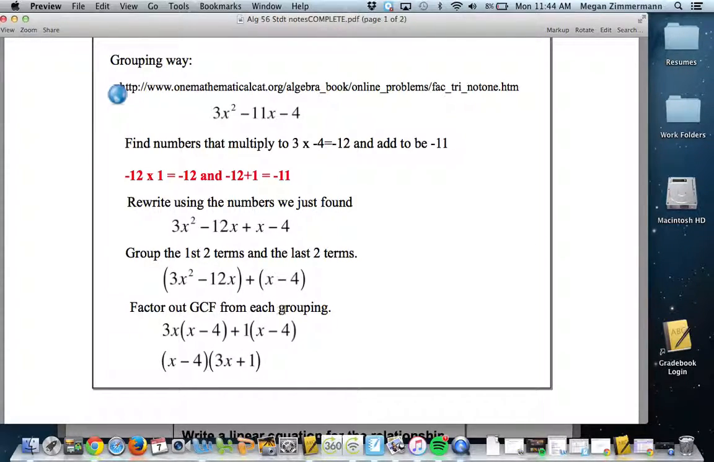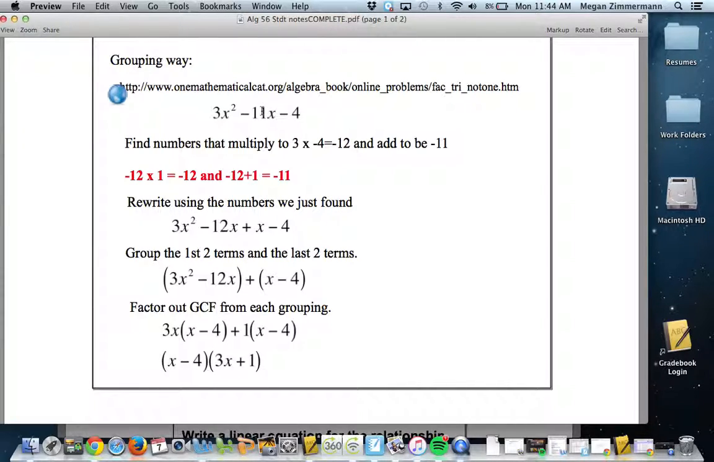And then you're going to factor out the GCF from each grouping. So the GCF of 3x squared minus 12x is 3x. So I have 3x times the quantity x minus 4. And then it's just going to be plus 1 times x minus 4. There is no GCF of x minus 4, so you can just take out a 1. So then the common factor between this is x minus 4, because you can see x minus 4 is being multiplied in both terms. So we factor out an x minus 4, and then what's left is your 3x plus your 1. So 3x squared minus 11x minus 4 factors to x minus 4 times 3x plus 1.